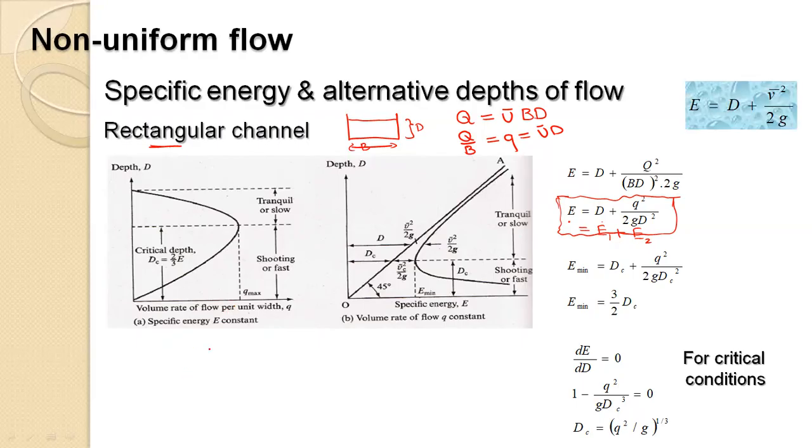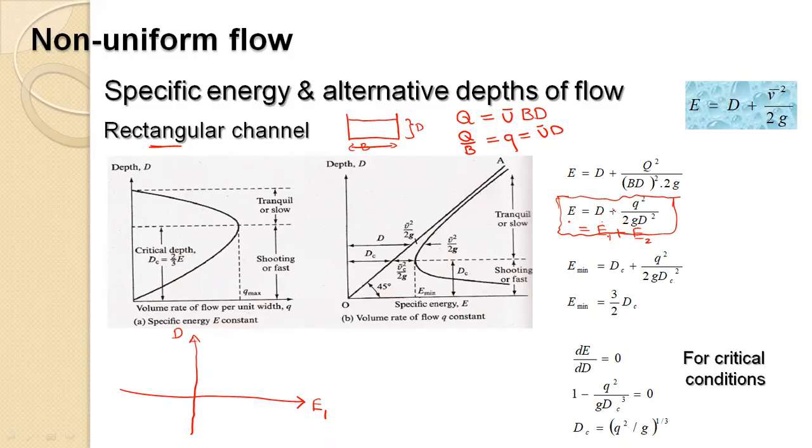Now, let me plot E in the horizontal axis. So I'll plot E1 with respect to D. Now, what would be the E1 versus D curve? Can someone tell me the shape of the E1 versus D curve? What would be the shape?